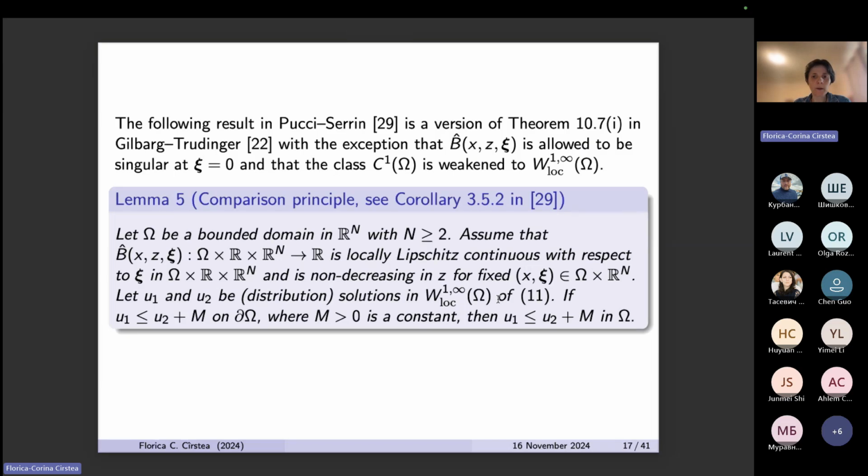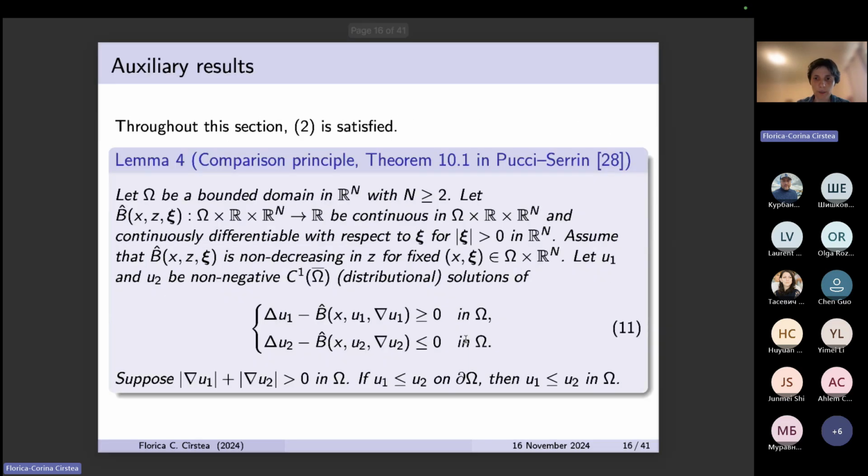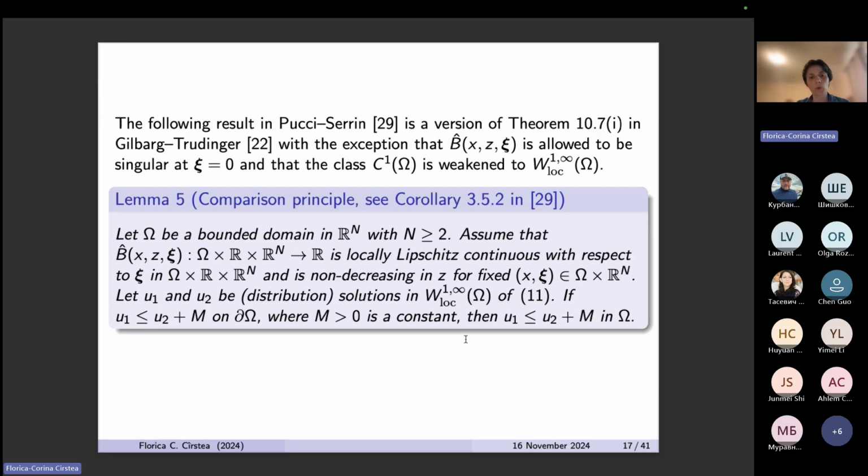Now there is another version that we also use, which is the following. Now we assume that b hat has better conditions. b hat is locally Lipschitz continuous with respect to xi, and is non-decreasing in z. So what we allow here is a bit more: locally Lipschitz continuous with respect to xi. And then if u1 and u2 are distribution solutions in W^{1,infinity}_loc of omega, for the problem that I showed earlier, then if u1 is less than or equal to u2 plus M on the boundary for some positive constant, you extend it to the entire omega.